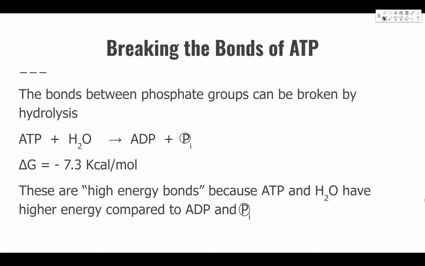Now, when we talk about these phosphate group bonds, we call them high energy bonds. But that's not because the energy in the bonds is super high. It is because the ATP and water have higher energy compared to the ADP and the inorganic phosphate. It's that little caveat we talked about earlier. So this hydrolysis, this using water to break up this molecule, is the reaction that gets stuff started.